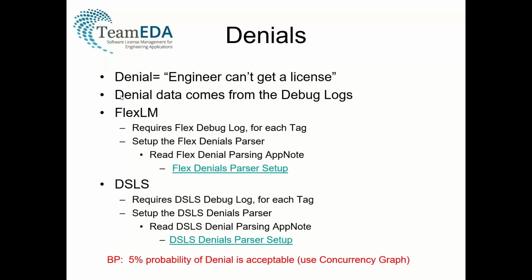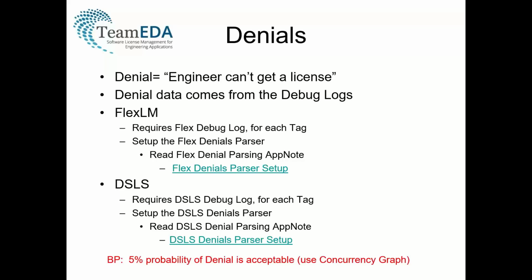Just to start with, you need to know that denial data comes from the Flex debug logs or the DSLS debug logs. So in order to see denial data or reports, you do need to have the Flex debug log available for each tag. Each different ported host is going to have its own debug log. So you need to have that set up and collecting data. Then we need to set up the Flex denial parser in our system so that we go out and parse that log file and pull in the denial data on a regular basis.